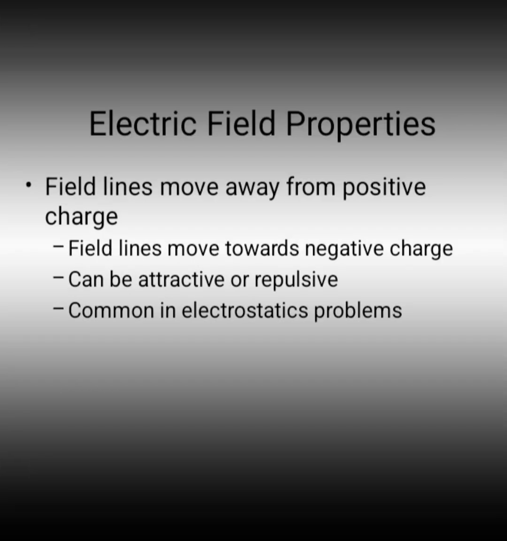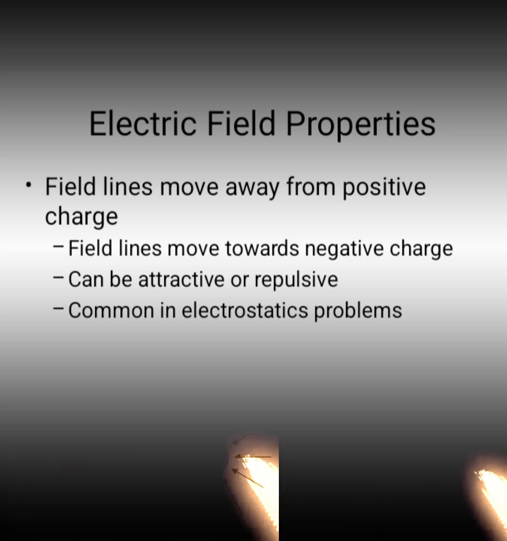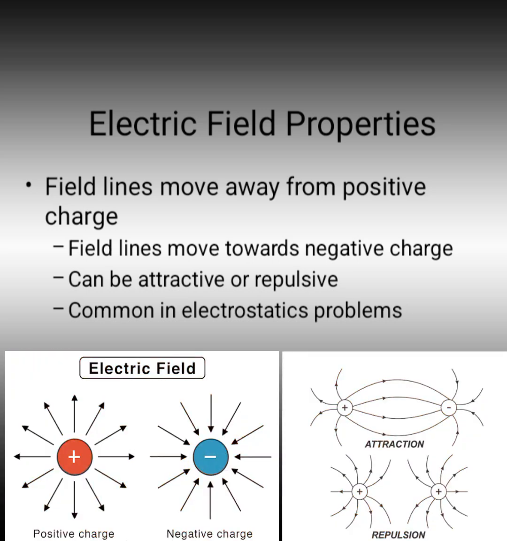Electric field properties, things that can be associated with the electric field. Number one, the field lines move away from the positive charge. It means the field lines move away from the positive while they go into the negative. So don't forget this. They move away from the positive and they move toward the negative.